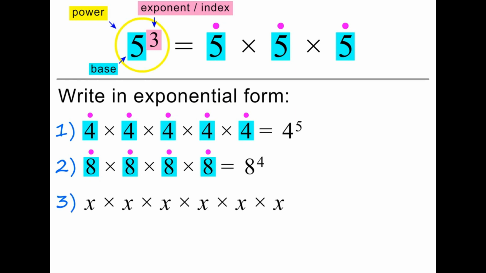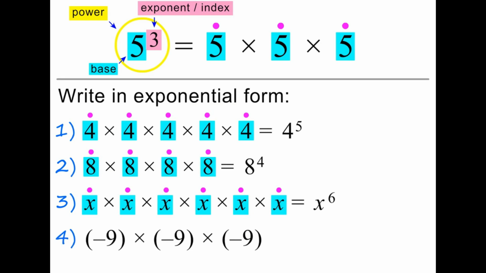Here is the next example. Please pause and try it on your own first. Here x is being multiplied by itself 6 times. So the exponential form is x to the power of 6. How did you do? In the next example, we are given negative numbers. Here minus 9 is being multiplied by itself 3 times. So this is minus 9 all to the power of 3. Here it is important that minus 9 is written inside brackets. Please pause to check.